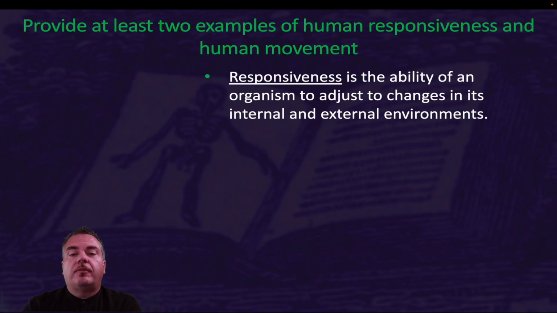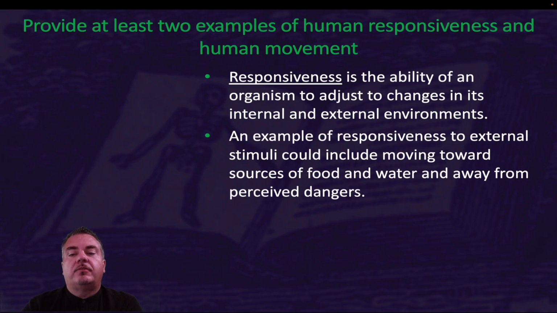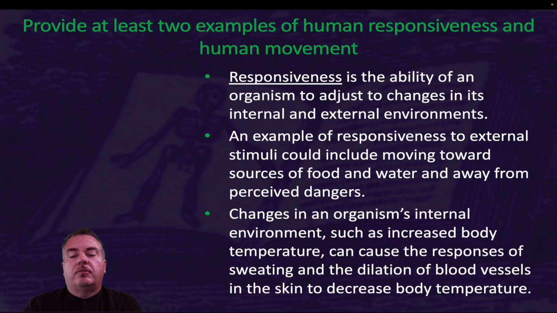Responsiveness is the ability of an organism to adjust to changes in its internal and external environments. An example of responsiveness to external stimuli could include moving towards sources of food and water and away from perceived dangers. Changes in an organism's internal environment, such as increased body temperature, can cause the responses of sweating and the dilation of blood vessels to the skin to decrease body temperature.